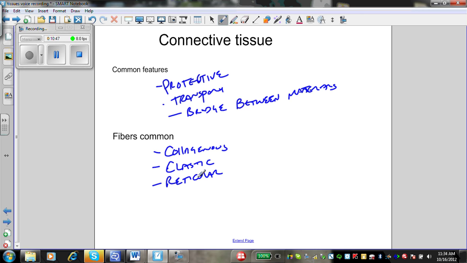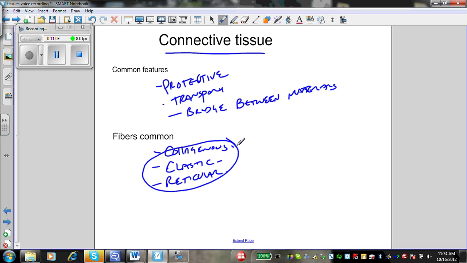I kept out reticular fibers as far as the slides because we didn't really have any reticular tissue. But it is very similar to the other fibers made by fibrocytes that will secrete protein materials to produce collagen, elastin, and reticular fibers. But these are all found throughout all types of different connective tissues.